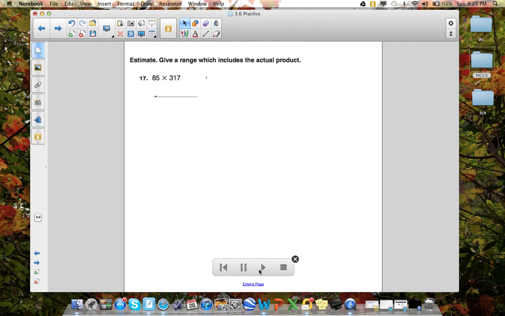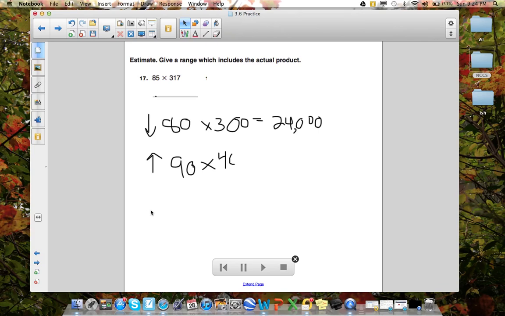The last problem that we're going to do is a 2 by 3 digit. So using front end, 85 goes to 80, 317 goes to 300, and that gives us 8 times 3 is 24. Then we adjust our place value to get 24,000. Rounding them both up, 90 times 400, because this is a little tricky. We definitely want to make sure we have a range. If we go to 300, we're not sure if we adjusted enough. So that gives us 36,000. And we know that our answer would be between 24,000 and 36,000.